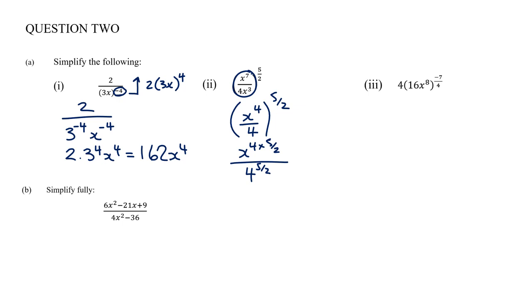Square root of 4 is 2. Yeah. 2 to the power of 5 is 32. Good, thanks, Ross. You're welcome. X to the power of 4, if you go 4 times 5 over 2, that's just 10. So your answer should be x to the power of 10 over 32.